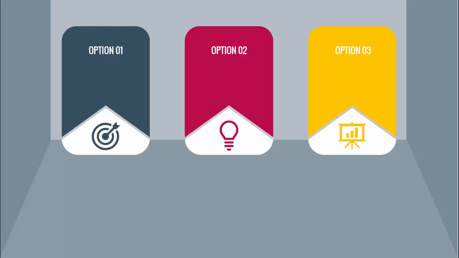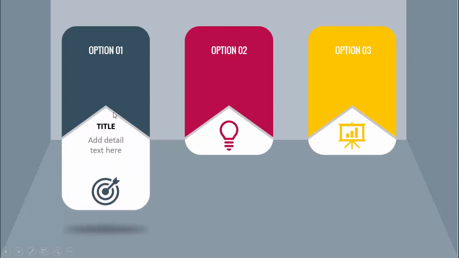In today's tutorial, I'm going to show you how to create this three options infographic slide in PowerPoint, and this is how the slide works. As you can see here, I have created three options. Option 1, I have given this particular icon. Option 2, the other icon, kind of a bulb, and then option 3 is kind of a projector screen. So when I click, it will go down and it will reveal the title and the detailed text.